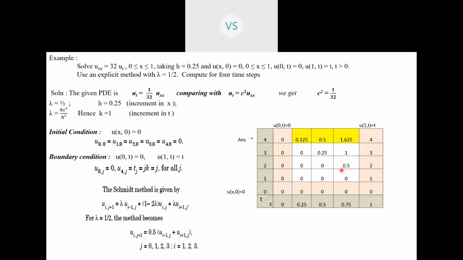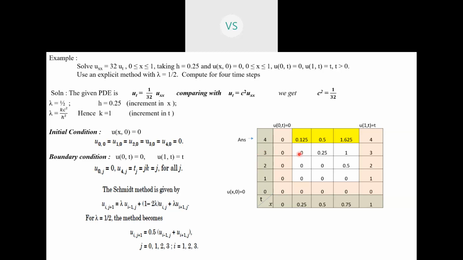So when we have to find the value at this point, which is the left term? 0 is the left term. Which is the right term? 1 is the right term. So 0.5 into bracket 0 plus 1. 0 plus 1 is 1. So 1 into 0.5 is 0.5. Thus you are getting the value over here as 0.5. Okay. So now we have obtained the values for t equal to 2 seconds. Now you have to obtain the values for t equal to 3 seconds.